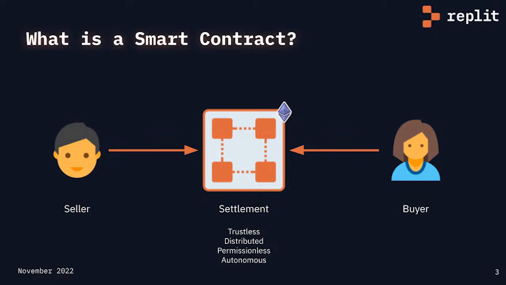4. Smart contracts are autonomous. They do not require the intervention of humans and therefore cannot be manipulated by third parties. Autonomy also makes them cheap to run compared to human resources.